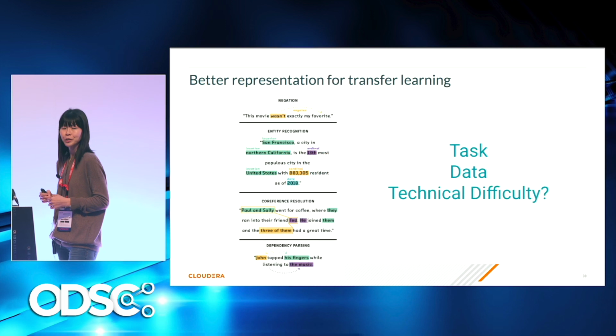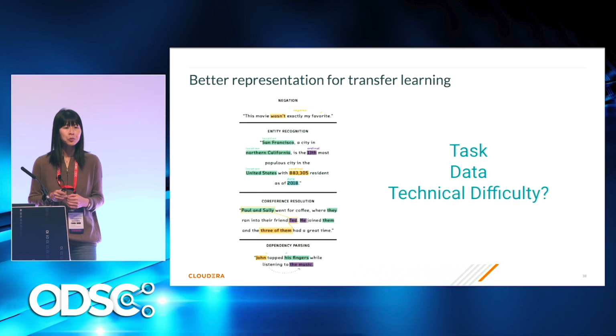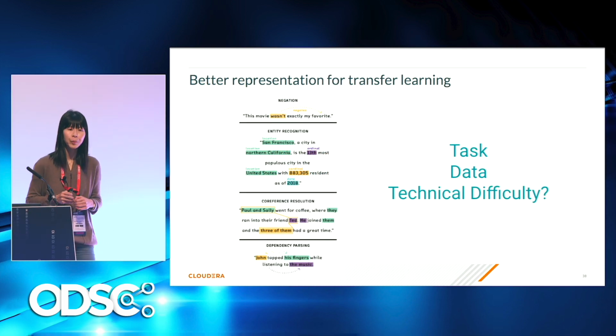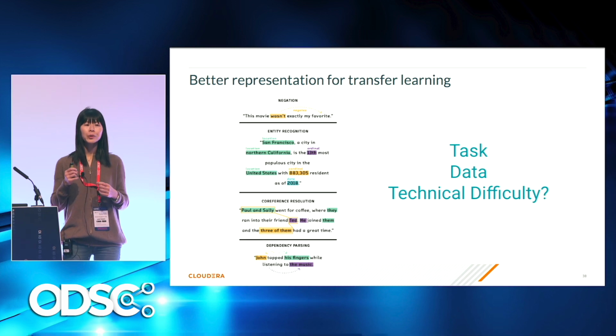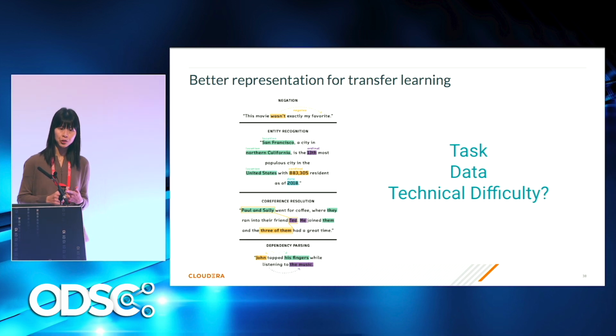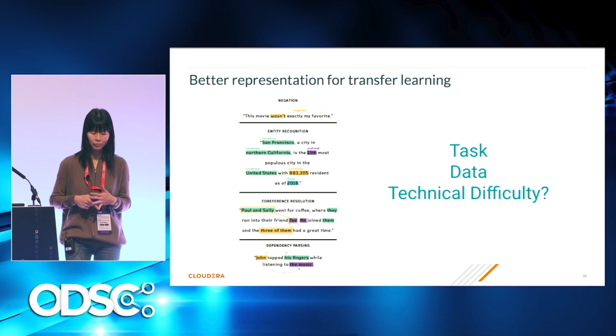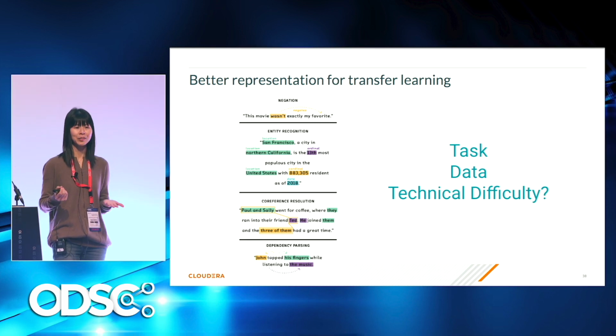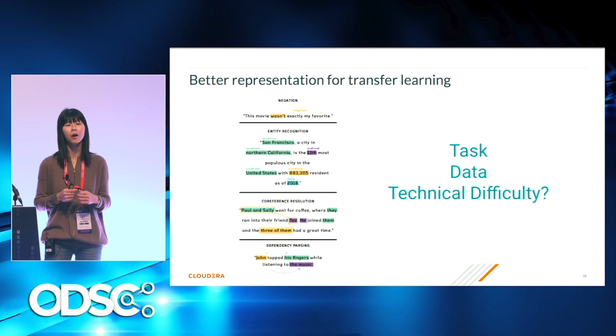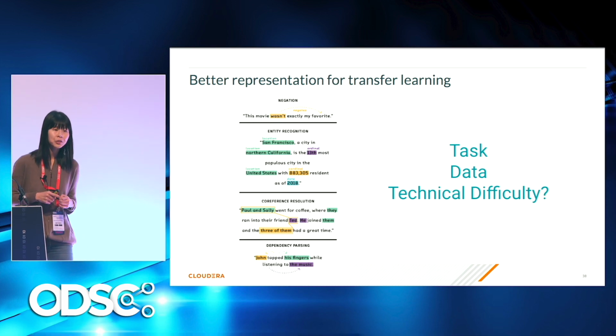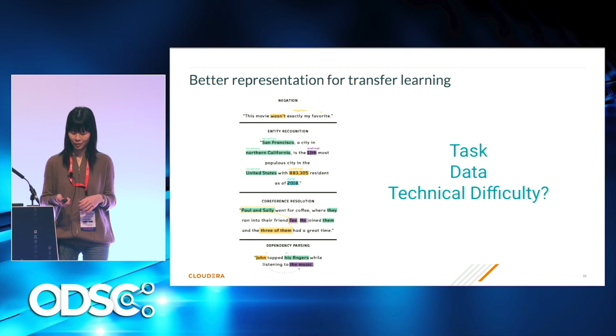So to make transfer learning more efficient for natural languages, what we essentially need is a better representation. We need a representation that can understand negation, that can understand entities, that can do co-reference resolution, and that can do dependency parsing. How do we find such a representation? What tasks should we train the model on that will capture all this ability? Do we have the data to do it? Is it too technically difficult?